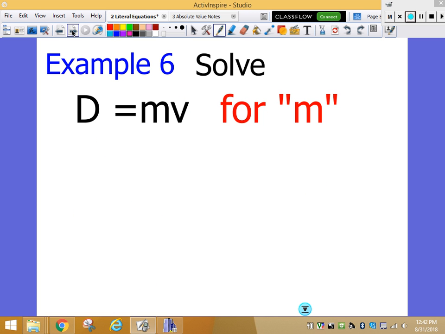Let's do some more. D equals MV. This time I'm solving for M. I want to get M by itself. So what's with the M? It's a V. If two letters are beside each other, that means they're multiplying, and the opposite of multiplying is dividing.